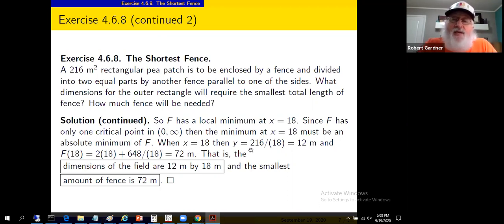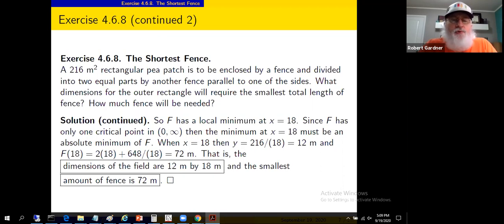When X equals 18, we have Y in terms of X. So we'll get 216 divided by X. When X is 18, that produces 12. So they gave us nice numbers ultimately. So the field must be 12 meters by 18 meters. That's the dimensions of the field. Let's see, the X parameter is 18, the Y parameter is 12 as labeled above, and that does matter.